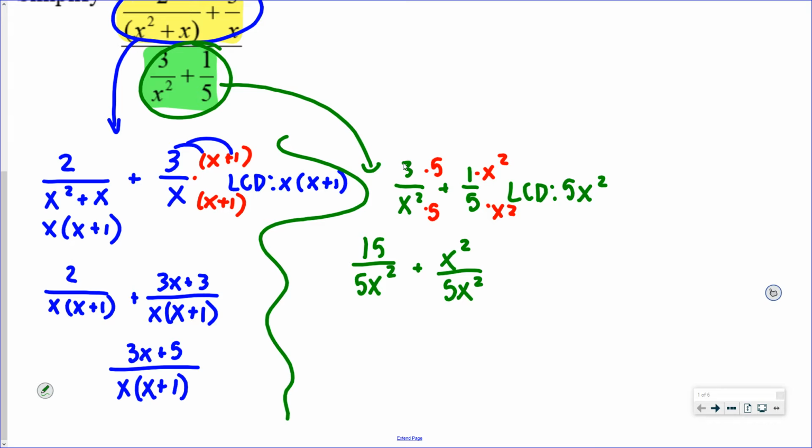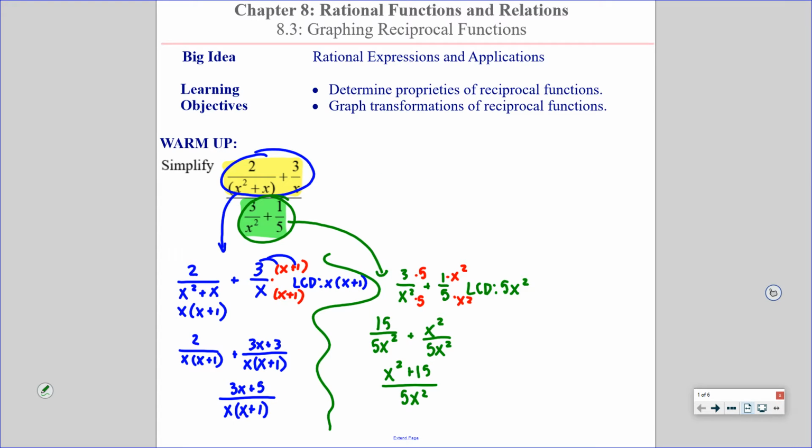Now it's probably easier to make the common denominators. Now we're ready to add. I would write the top as x squared plus 15 over common denominator 5x squared. Okay, that's the first step. Make the numerator and denominator a single fraction.